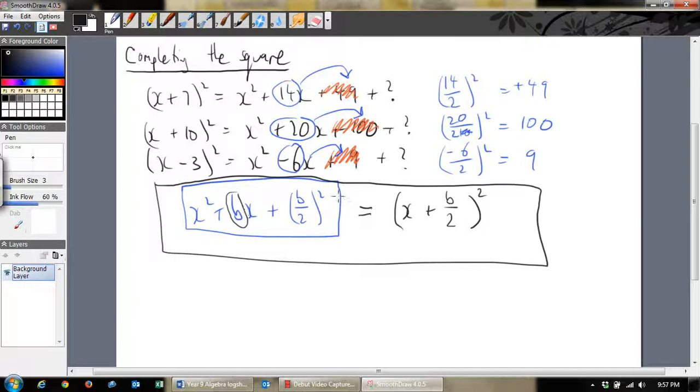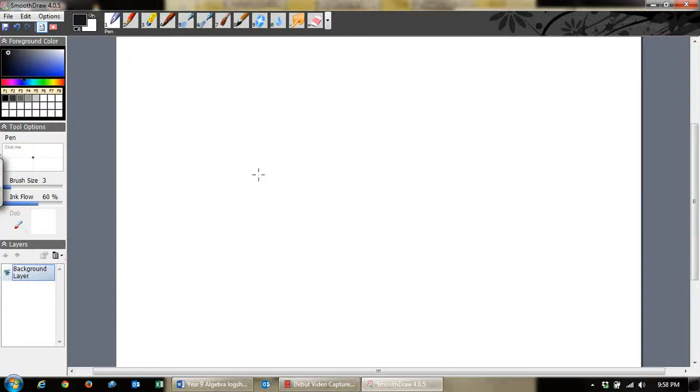And if you know how to create a perfect square out of some number in front of x, then you're onto a winner. So hopefully you've got that down, and then I'll do some examples.